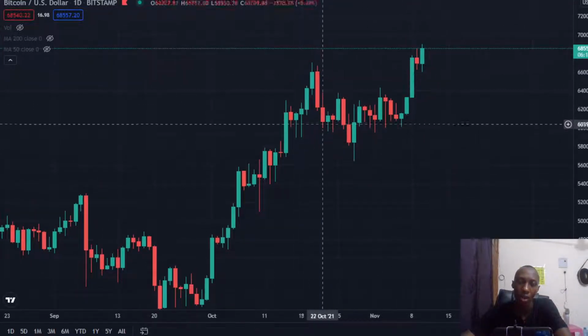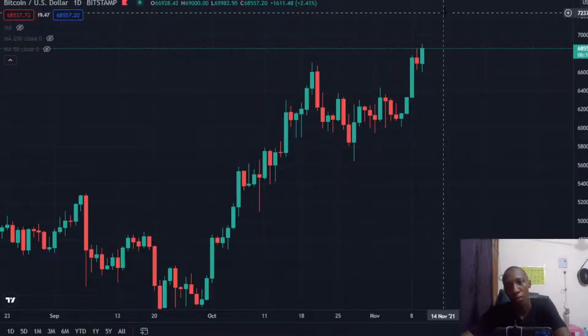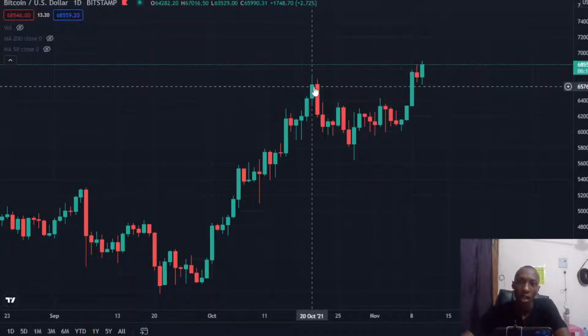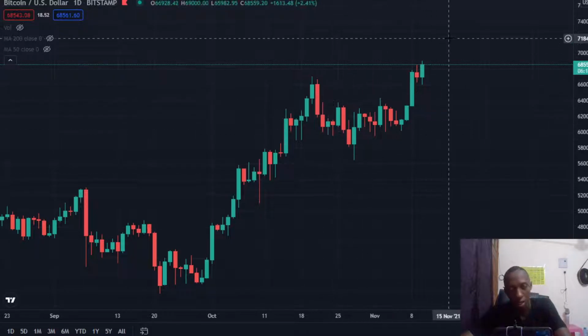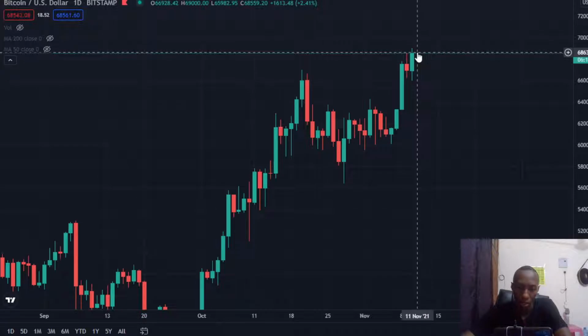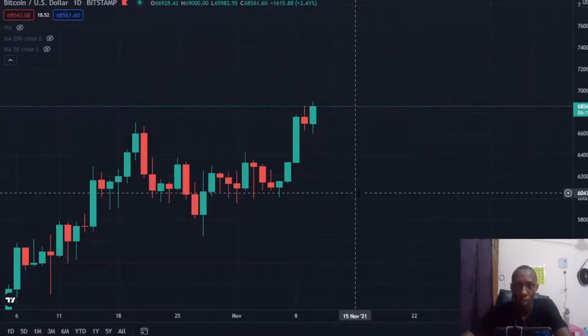Liquidated means your money gets finished. Then the price comes back again. So if you got liquidated, you won't enjoy this. But if you have enough money and you survive this dump, then well and good. Right now it's not a good time to buy Bitcoin because it's in the green. So what do you do? Wait for dumps.